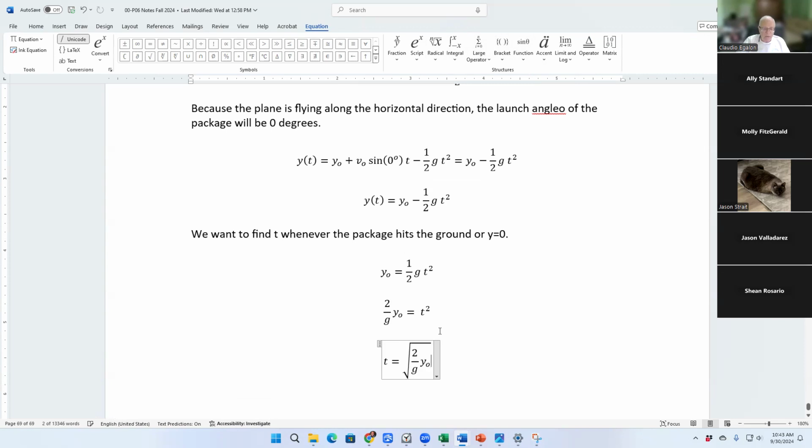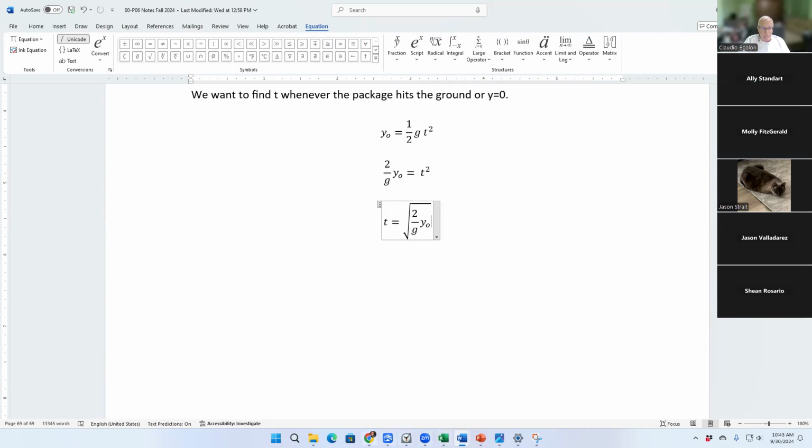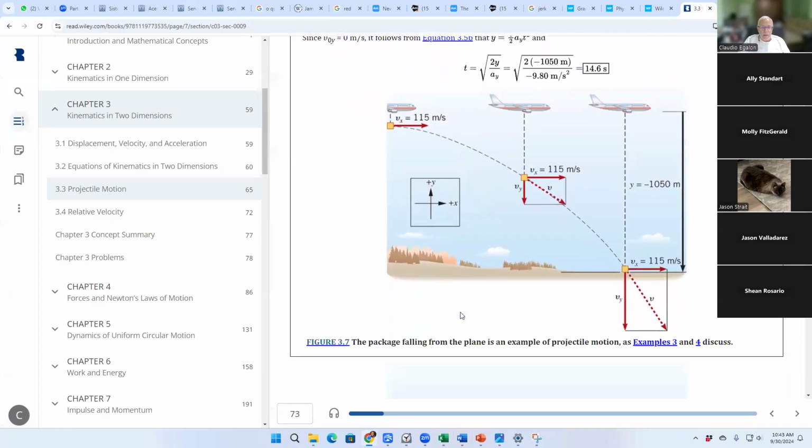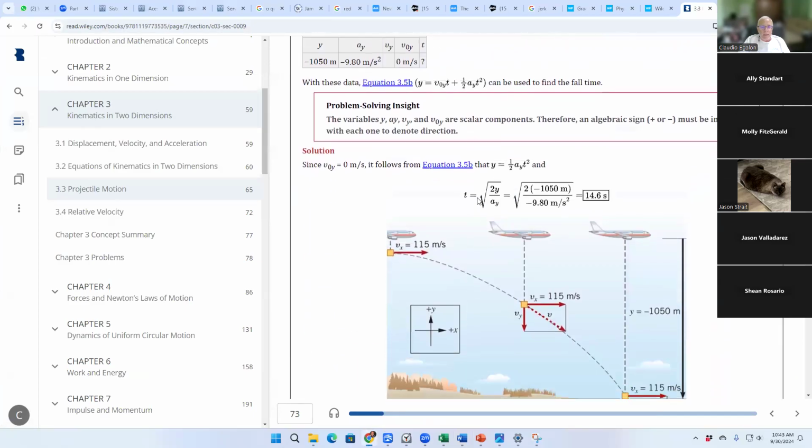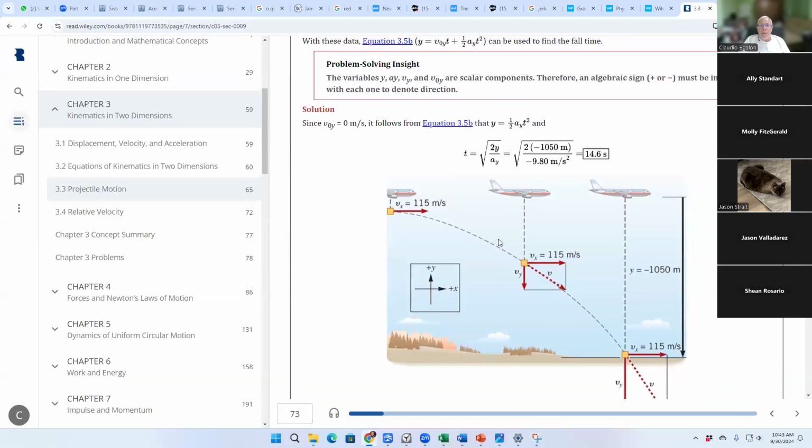Is that the equation that the book told us to use? Let's see. Right in here, 2 y naught over g. The book basically used a different axis. He's putting the origin of the y-axis right in here. I'm putting the origin of my y-axis right here on the ground. So I did it differently.